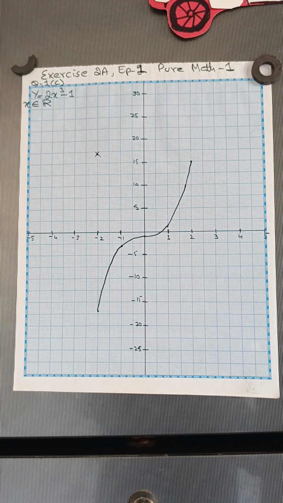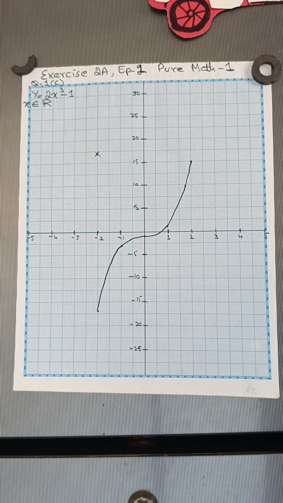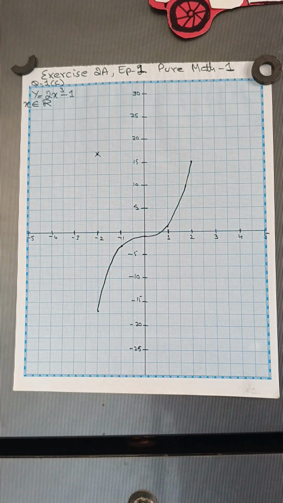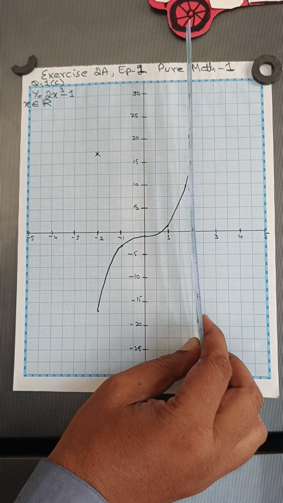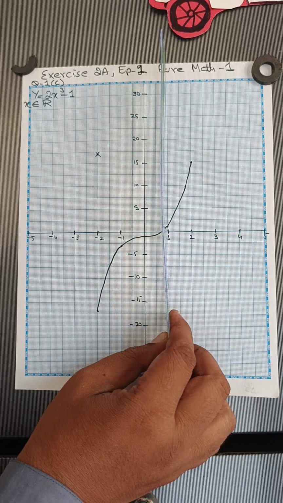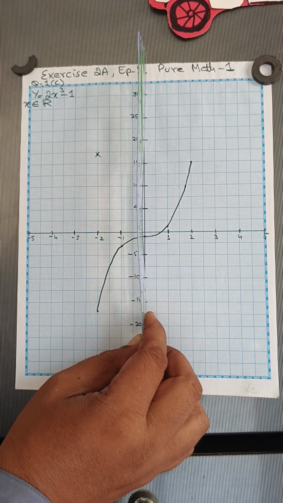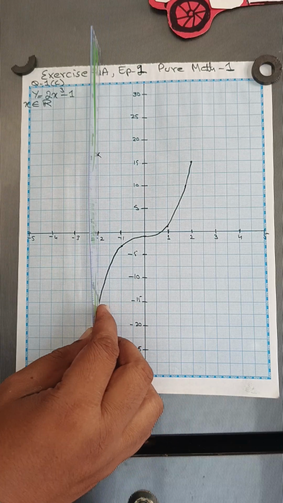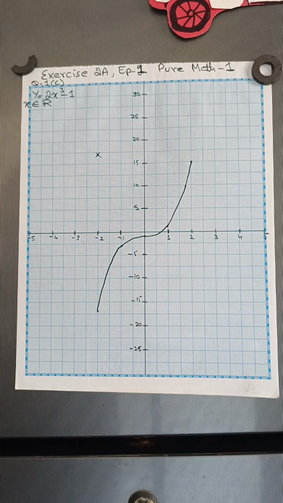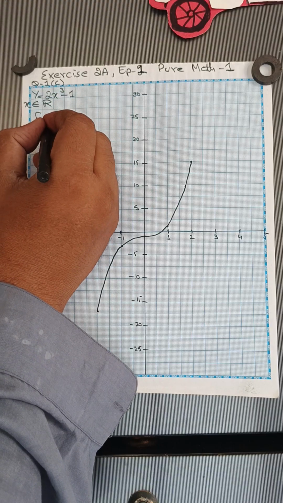So now we have to decide whether this is a function or not. Very easy. I will do the vertical test. I will put my scale like this, because when I put my scale like this, it touches the graph only at one point. So I can say yes, this is a function.